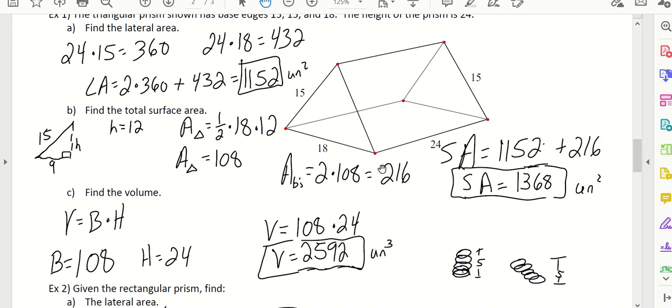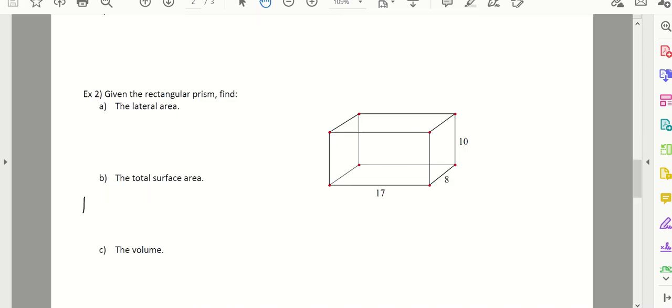So that's something to keep in mind with regard to volume, and thinking about it in terms of one of these shapes stacked on top of another for the height is another good way to think about it as well. All right, on to example 2. Given the rectangular prism, find the lateral area, the total surface area, and the volume.